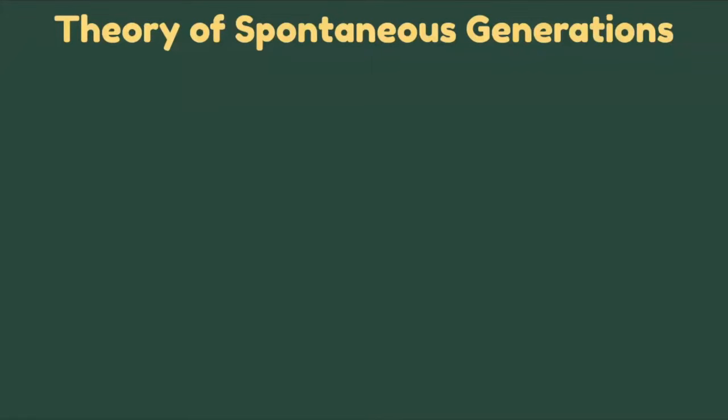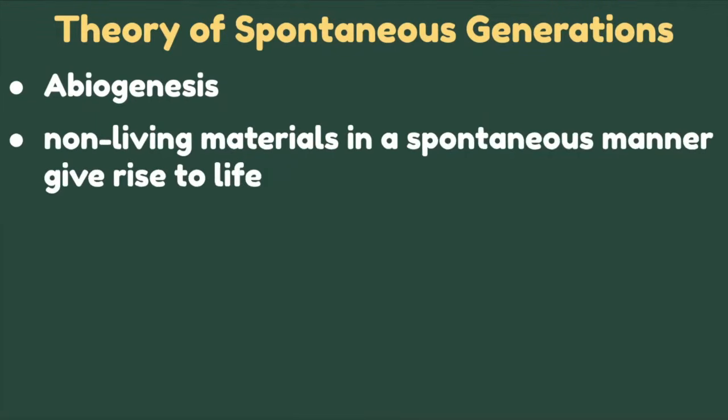The next theory is the theory of spontaneous generation. This is also called abiogenesis. The theory of spontaneous generation assumes that non-living material, in a spontaneous manner, gives rise to life. Now, there are several observations supporting this theory.